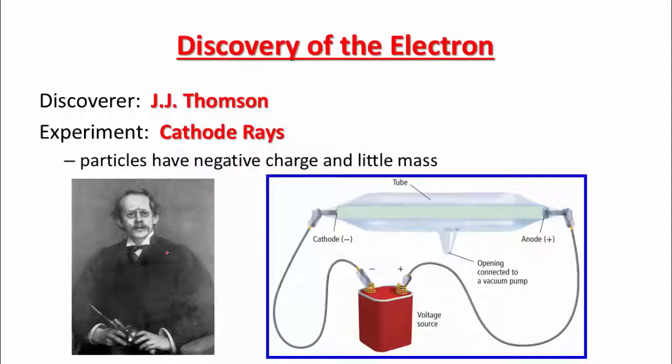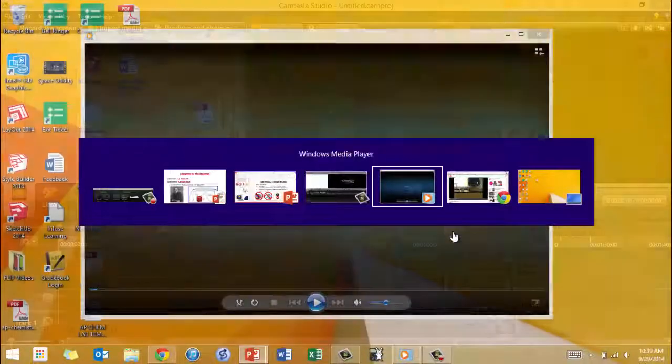So, the first particle discovered was the electron by J.J. Thomson. J.J. Thomson discovered the electron by using cathode rays, which we'll show in a second. Cathode rays were basically found to have negative charge and little mass, just like electrons. So let's watch a quick video on the discovery of the electron with the cathode rays.